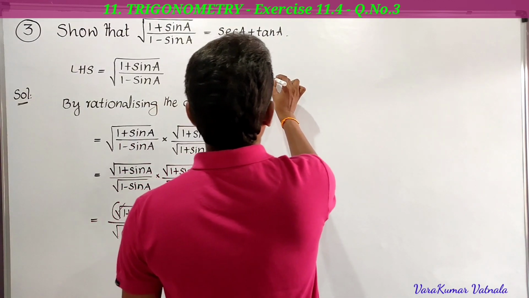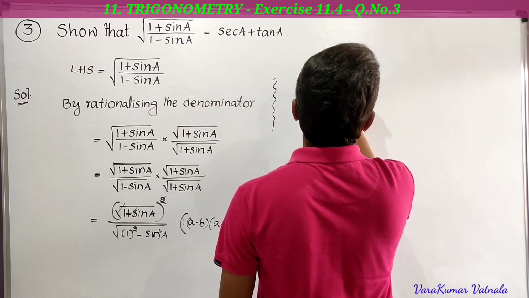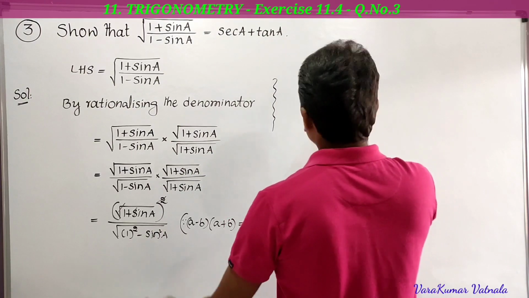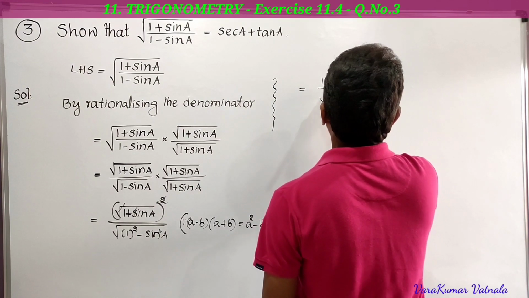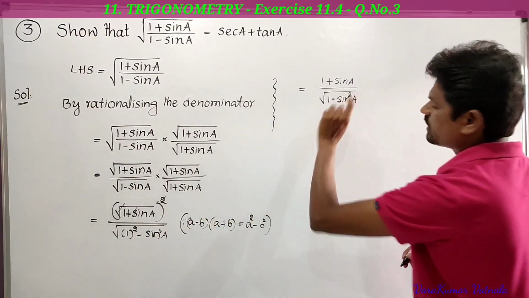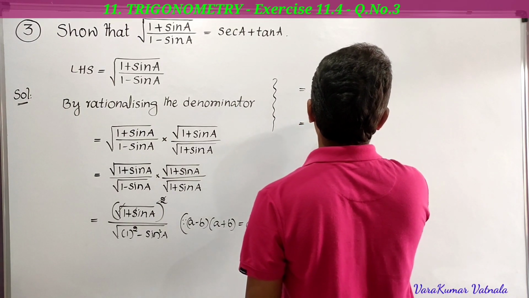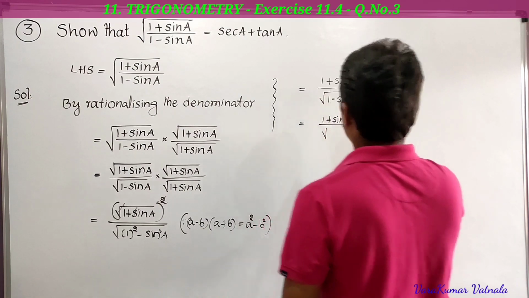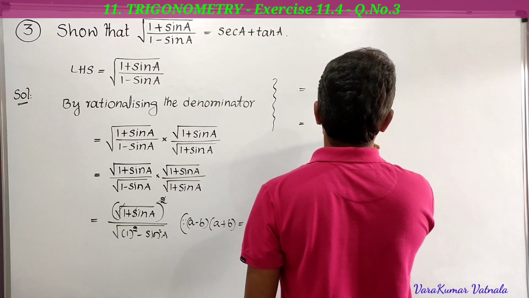What is there in the numerator? We have 1 plus sin a in the numerator, divided by square root of 1 square minus sin square a. I have written 1 square as 1, as usual. So 1 plus sin a by square root of 1 minus sin square a, and 1 minus sin square a is cos square a.